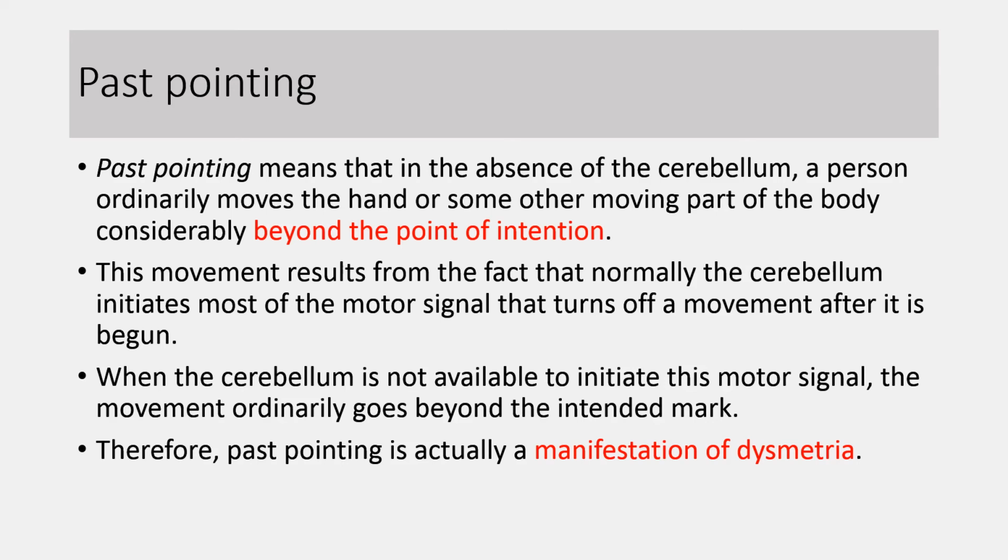So normally the excitatory followed by the inhibitory drive from the deep cerebellar nuclei provides a damping mechanism that prevents overshooting of the normal motor movements. But in the person with the cerebellar damage, because of the absence of the damping mechanism, movement goes beyond the point of the intention and it produces past pointing.